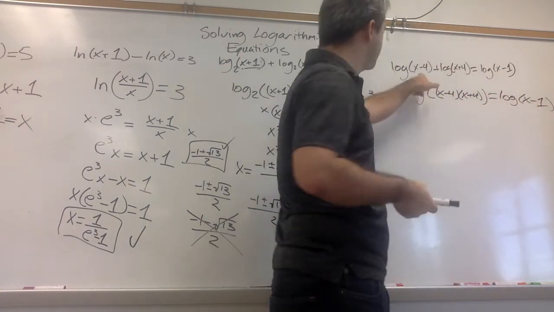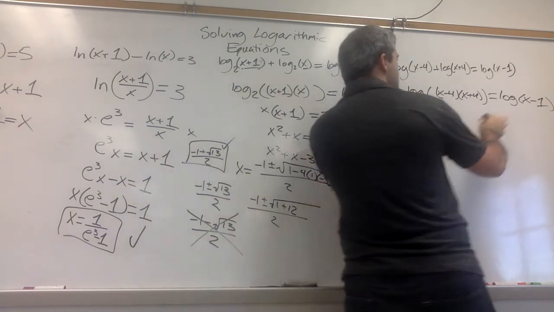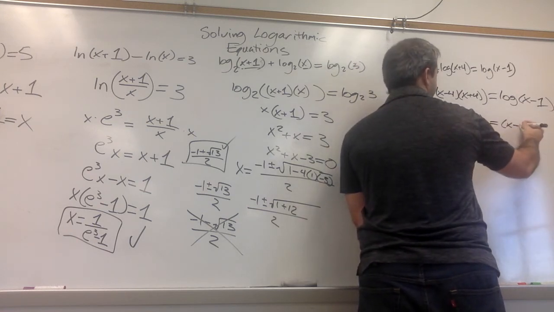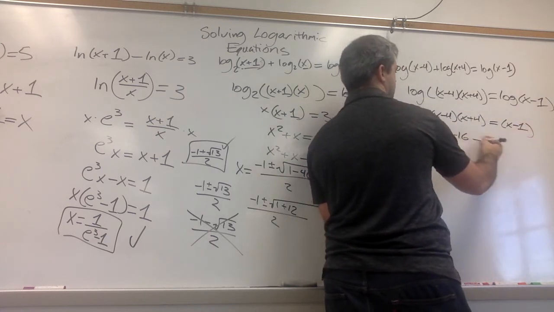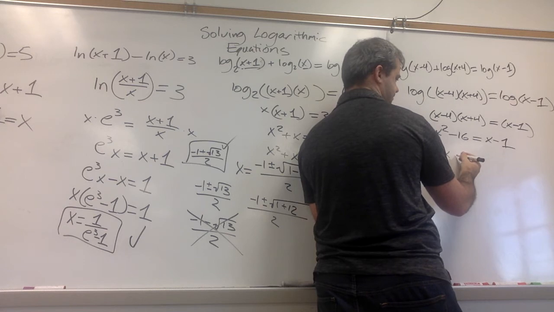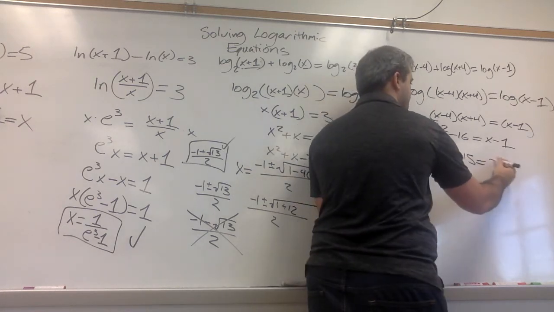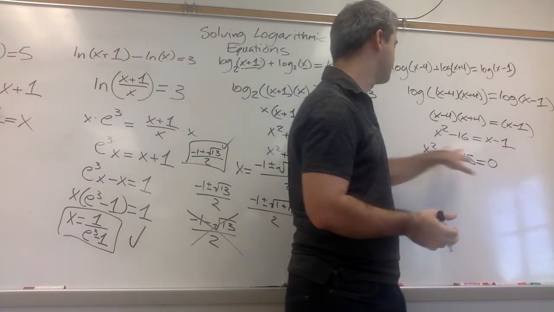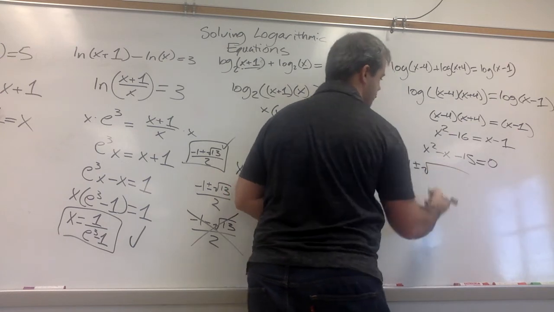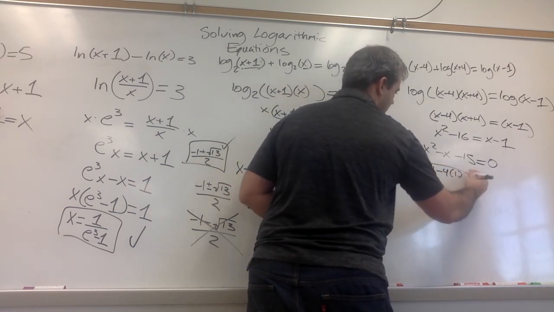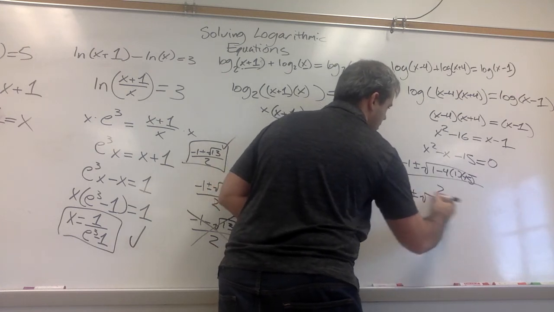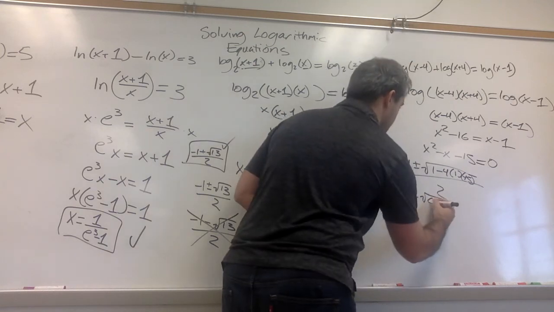So I combine this into one logarithm because these were added, so I wound up multiplying the contents there. Since these are logarithms with the same base, I can conclude that their contents are equivalent. Should be minus 15. Again, this is just me moving everything over to one side. I don't think you can factor this, so this is quadratic formula again. x equals negative b plus or minus square root of b squared minus 4ac all over 2a. I believe that's 60, so this will be 61.